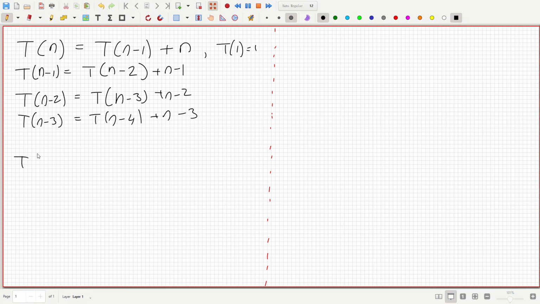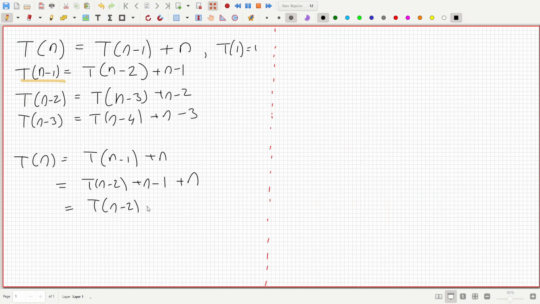So now, if we start again with Tn equals Tn-1 plus n, we can sub in this. So we get Tn-2 plus n minus 1 plus n. Or in other words, Tn-2 plus 2n minus 1. Now, if we sub in n minus 2, we will get Tn-3 plus n minus 2 plus 2n minus 1. So that would be Tn-3 plus 3n minus 3.